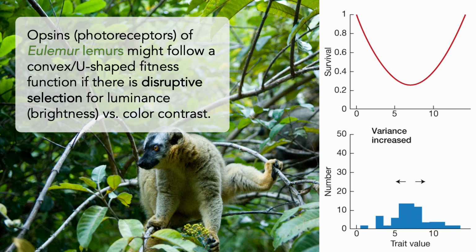Finally, the opsins or photoreceptors of Eulemur lemurs may follow a convex or U-shaped fitness function if there's disruptive selection for luminance versus color contrast. Better luminance, brightness contrast, necessitates only two different photoreceptors, whereas enhanced color vision requires 3 or more. So both of these come at a cost of the other and can produce this divergence we see in a case of disruptive selection.